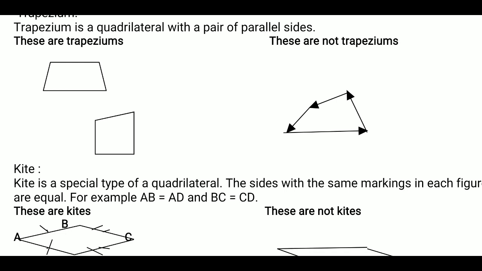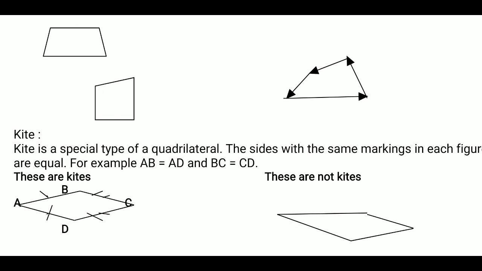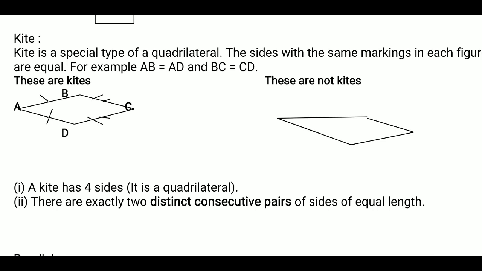Now another type is kite. Kite is a special type of quadrilateral. The sides with same markings in each figure are equal. Here I marked the sides of a quadrilateral. Same sides are marked and these are equal sides, as here AB is equal to AD and BC is equal to CD. This is not a kite type, it is another type of quadrilateral.